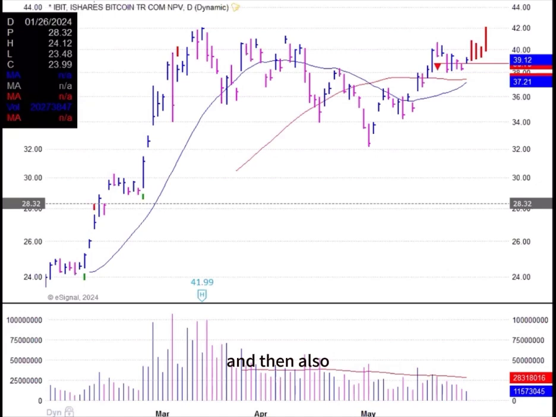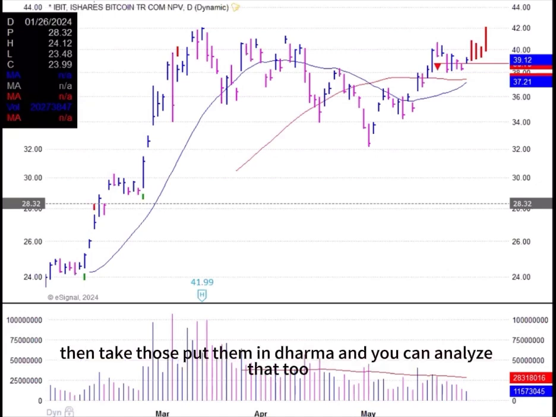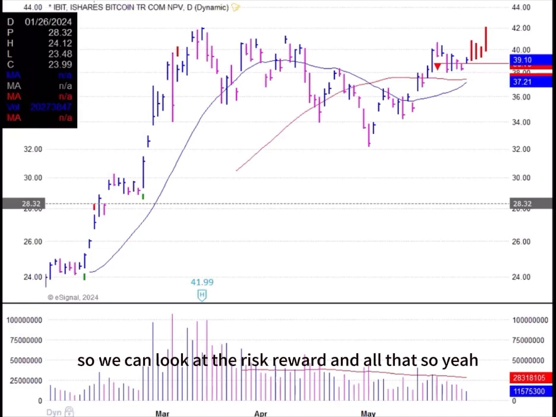And then also, I believe we're going to have where you can take those, put them in Dharma, and you can analyze that too. So we can look at the risk reward and all that. So yeah, we tend to release things real fast when we get an idea or new technology, and then we sort of massage it later on. So we're still working on that page and deciding.